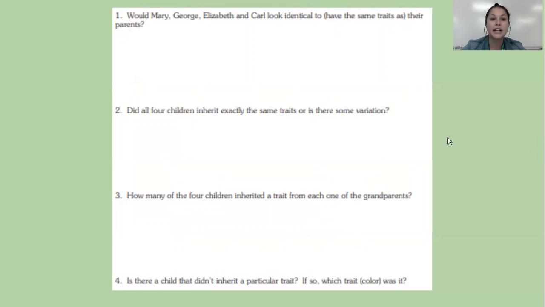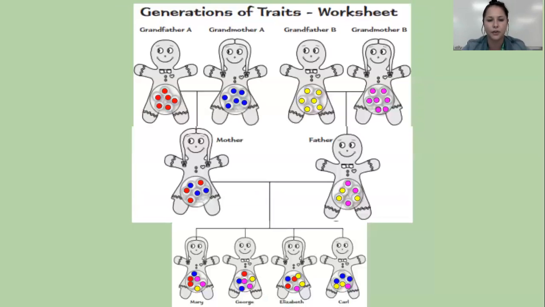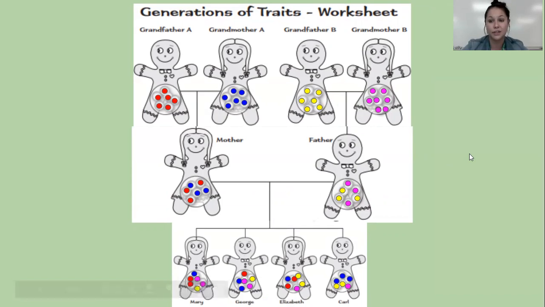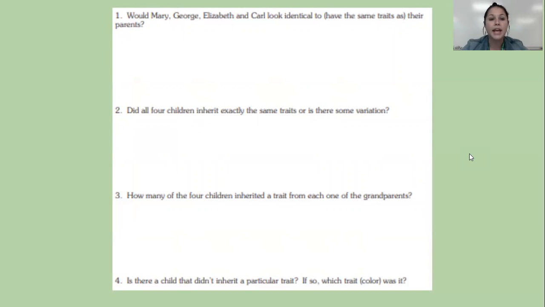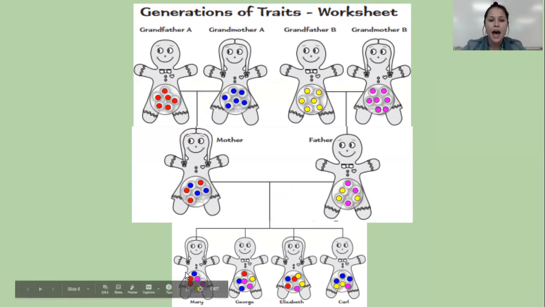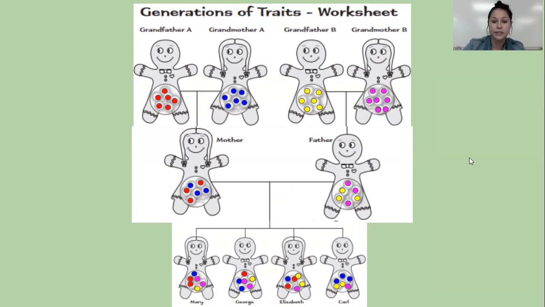The next question, did all 4 children inherit exactly the same traits? Or is there some variation? That means, is it a little bit different? Do they have identical traits? Did they inherit exactly the same traits, or is it different? Number 3, how many of the children inherited a trait from each one of their grandparents? So to inherit a trait from each one of their grandparents, they have to have all 4 colors. How many of the gingerbread people have all 4 colors?